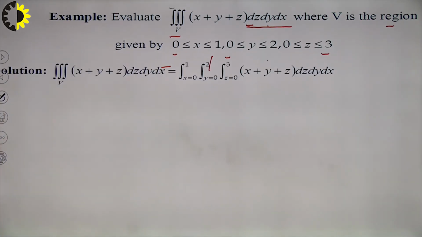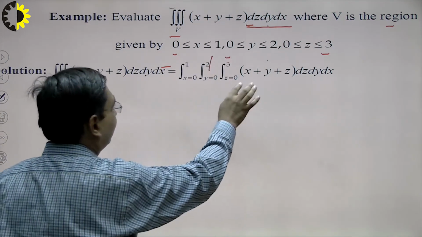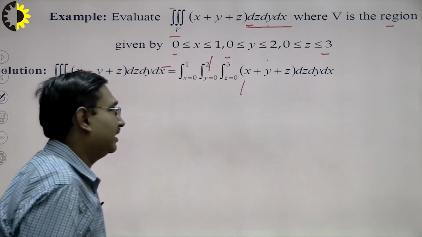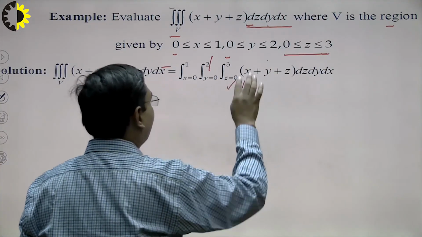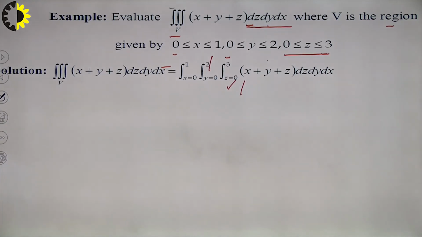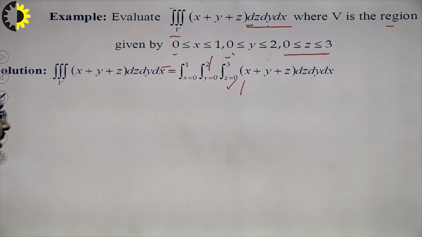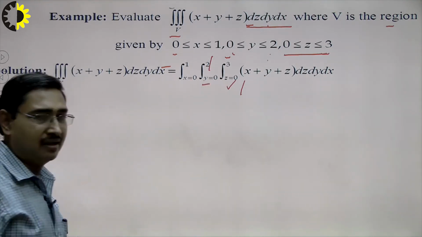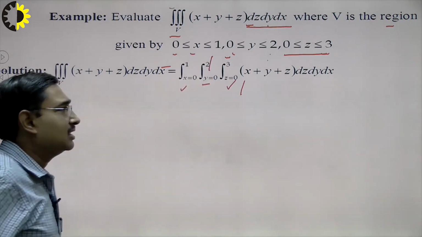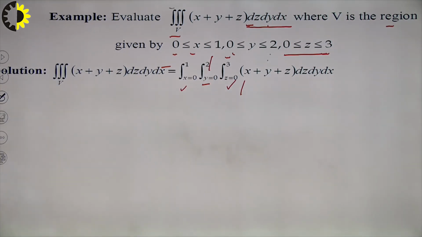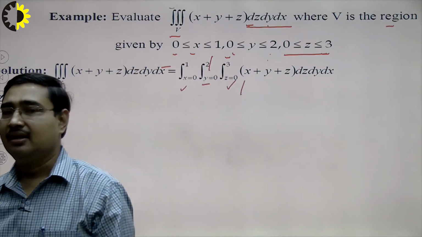Thus the given integral can be written as this. I have x plus y plus z inside the integral. The limits of z are from 0 to 3. I have applied those limits inside. Limits of y are from 0 to 2. These limits are placed here. Limits of x are from 0 to 1. These limits are placed here. Now after applying limits, we shall evaluate this integral.